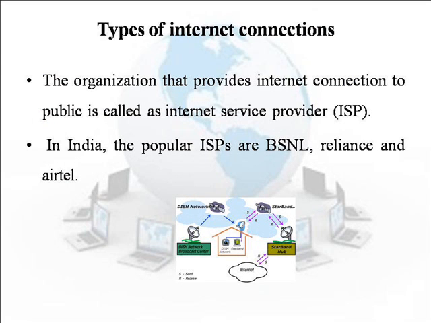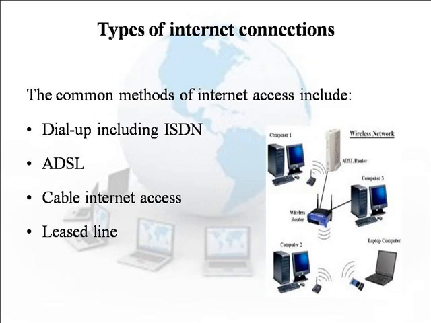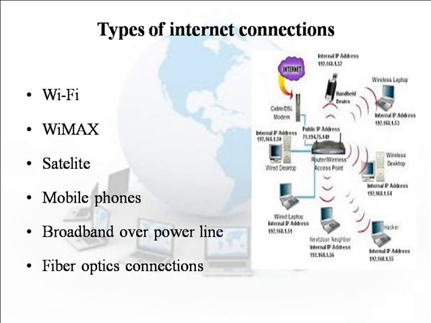Types of internet connections. The organization that provides internet connection to public is called as Internet Service Provider. In India, the popular ISPs are BSNL, Reliance and Airtel. The common methods of internet access include dial-up including ISDN, ADSL, cable internet access, leased line, Wi-Fi, WiMAX, satellite, mobile phones, broadband over power line and fiber optics connection.